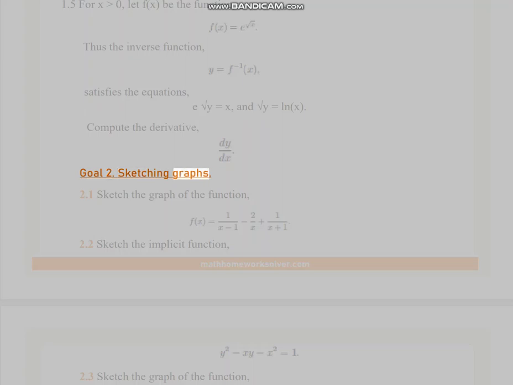Goal 2. Sketching graphs. 2.1 Sketch the graph of the function. 2.2 Sketch the implicit function.